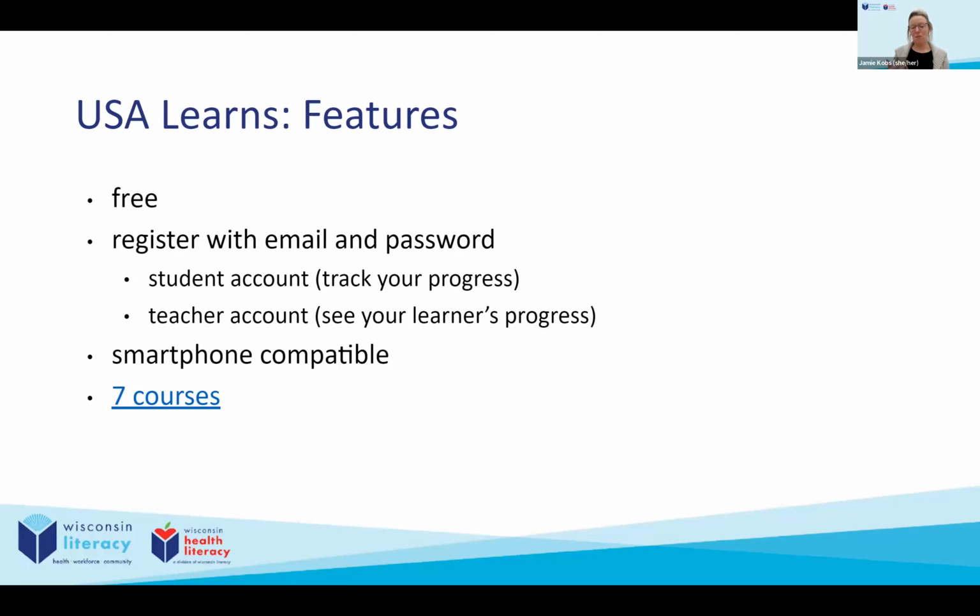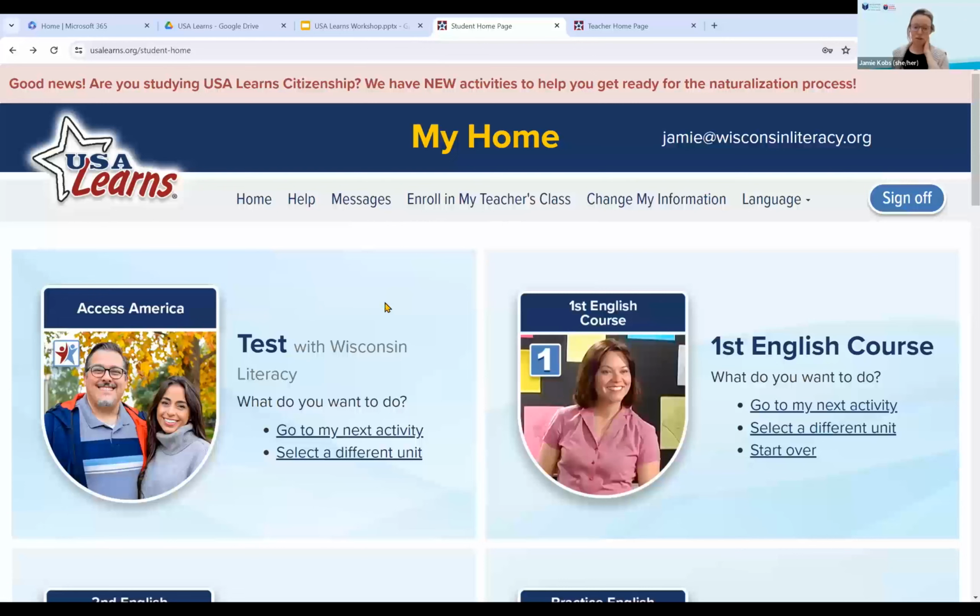So here is my student account. You can see that from the tab up here. It says student homepage. So when you log in as a student, you are offered all of their courses, but if you're currently in the progress of one of them, it will show you that one first. So you can see I've also joined a test class because I have a teacher account as well. So the teacher account is Wisconsin Literacy. It says that I'm in that class. And the class is based on this course that USA Learns offers called Access America.